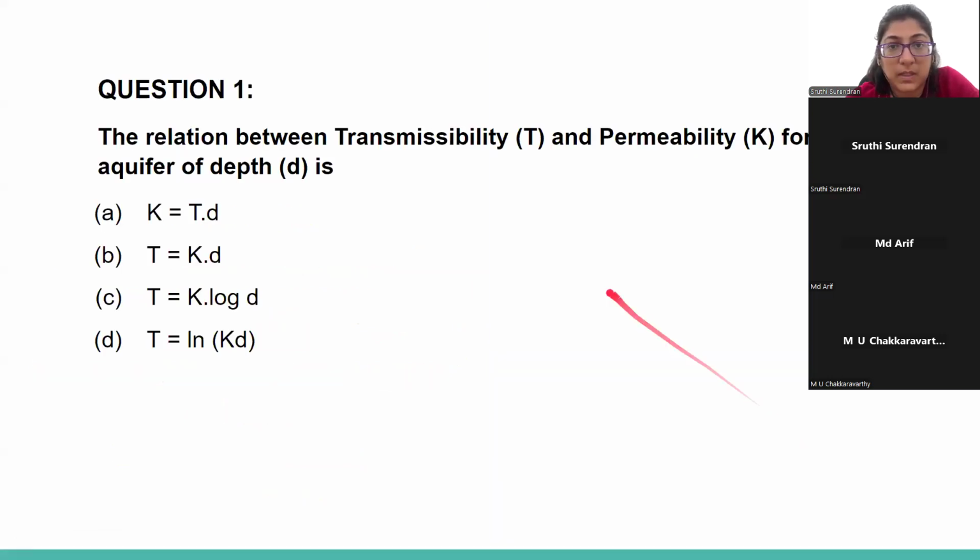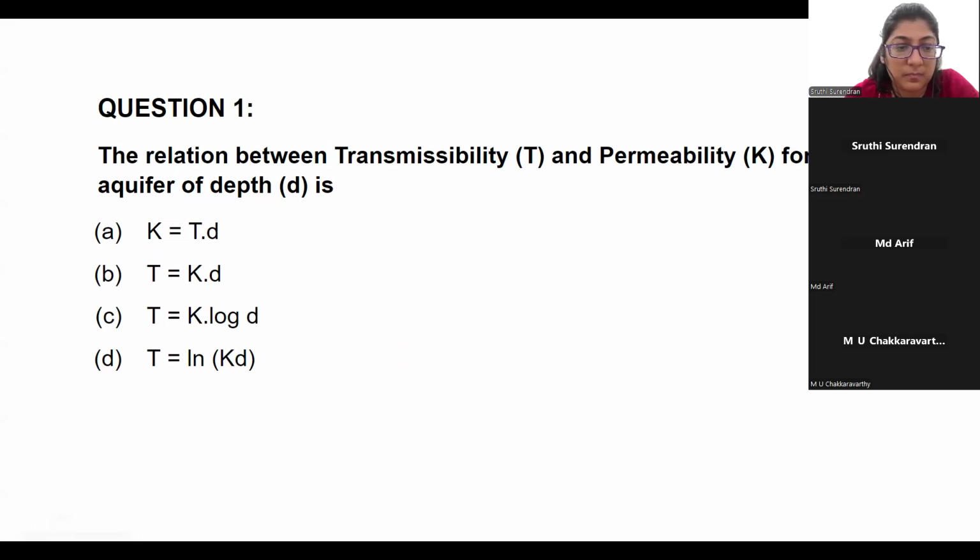What is the relation between transmissibility and permeability for an aquifer of depth D? We had discussed the concepts of transmissibility and permeability in the previous classes. So these are the four options. You'll have to put in your answers in the chat box, and after that we'll discuss the right answer. So Arif and Chakravarti can put in your answers.